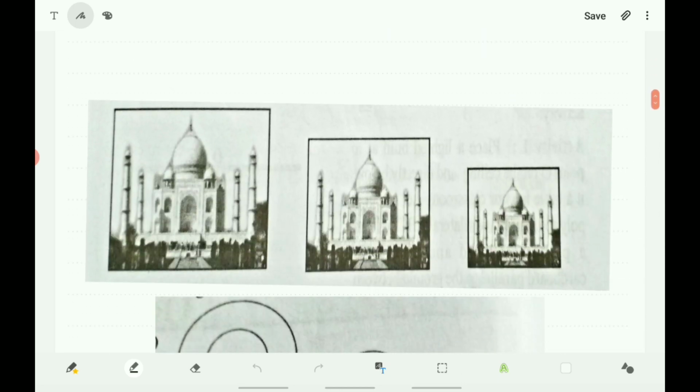See these three Taj Mahal figures. You know that they are not congruent because their sizes are different. Their sizes are different, but they have the same shape. Here figure 1, figure 2, figure 3 are not congruent, but they are similar. Why are they similar? Because they have the same shape.